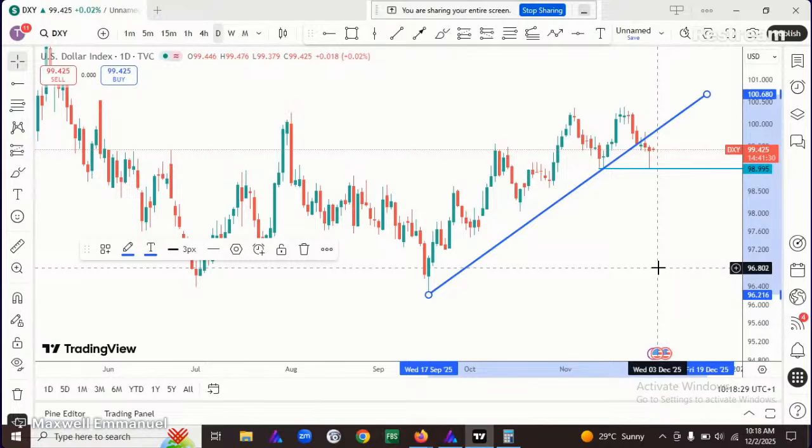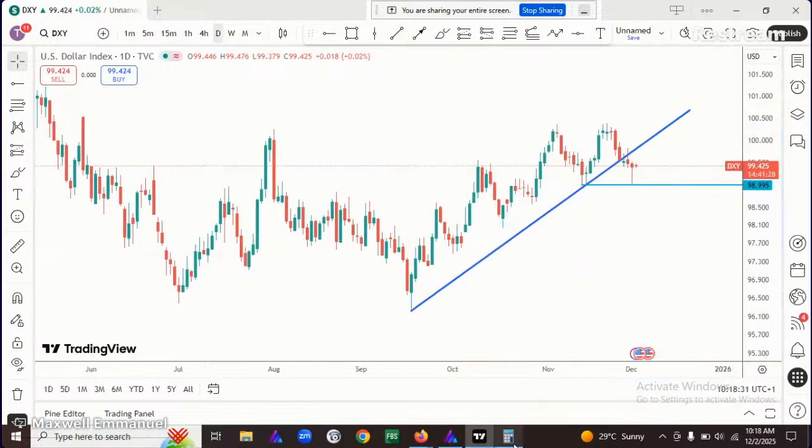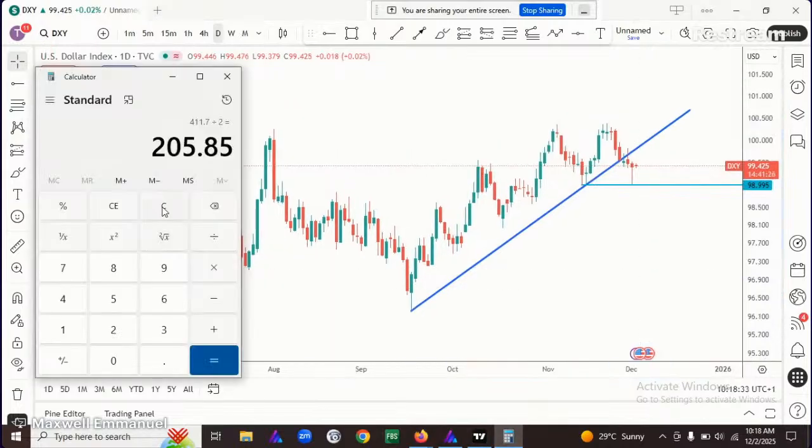Now, let's get the average price for DXY. You can't see this pattern on DXY and be selling dollar. It would be wrong for you to be selling dollar after the formation of this pattern. So let's get the average price.